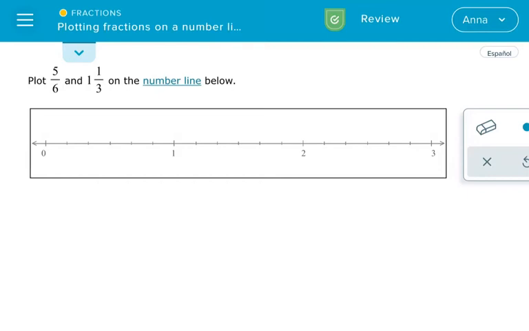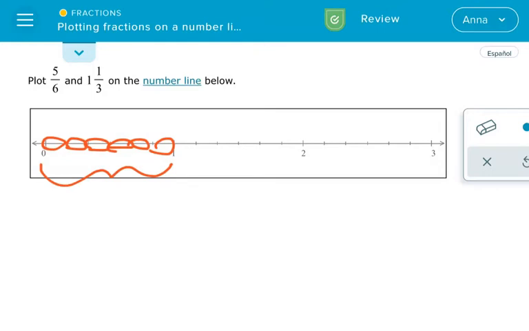So for this first example, we have plot 5/6 and 1 1/3 on the number line below. Our first step is to check and see how many of these chunks there are between 0 and 1. And the reason why is because a fraction represents a part of a whole. And so if my whole from 0 to 1 is cut into a certain number of pieces, that's going to be represented by a denominator. How many pieces is the total cut into? So I count, how many chunks are there?